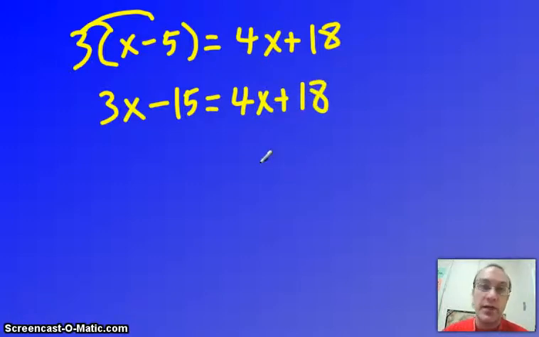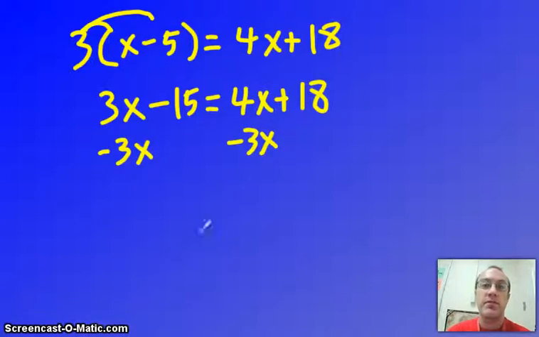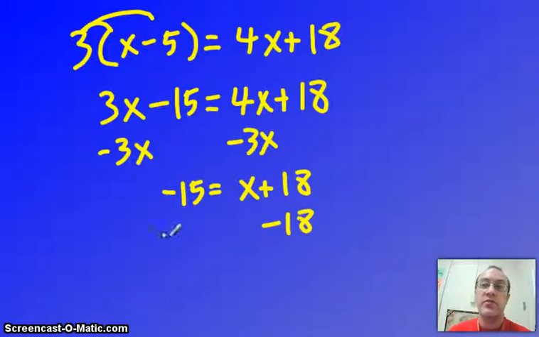Now when you have x's on both sides, you can subtract from either side. Usually I'm going to do the side that has the smaller coefficient. So I take away 3x in this case from the left and right side of the equation. 3x minus 3x is 0, so I have negative 15 equals 4x minus 3x is just 1x, so x plus 18. Taking away 18 from each side will give me my final solution. I get negative 33 equals x, since 18 minus 18 is 0.